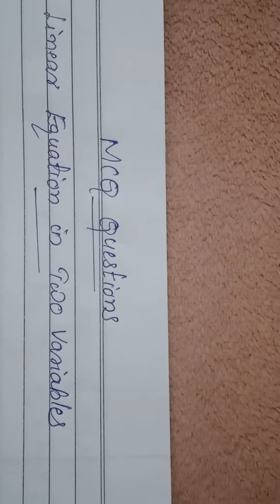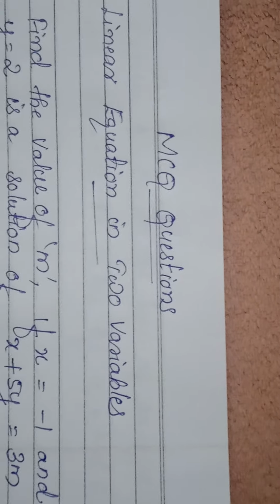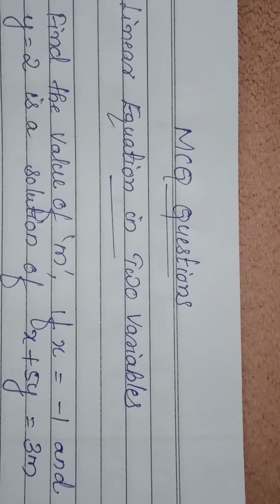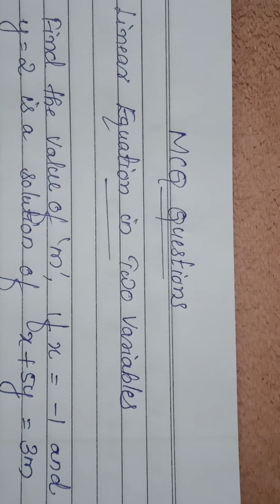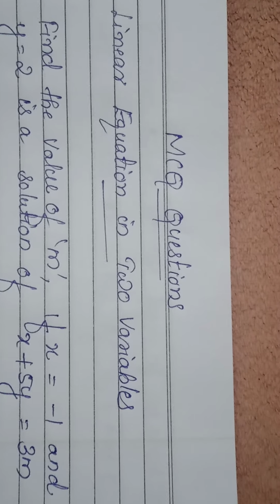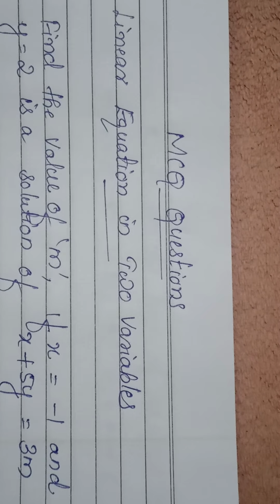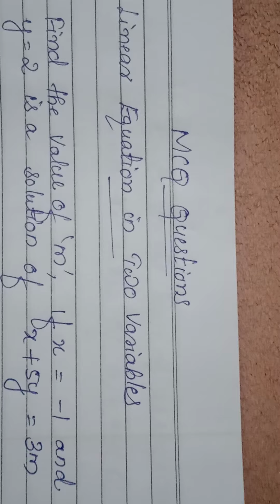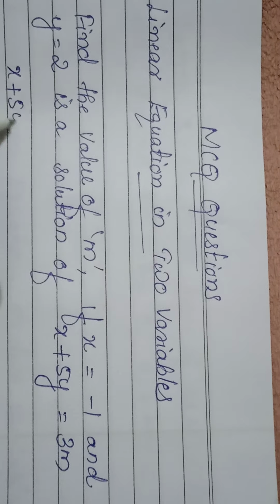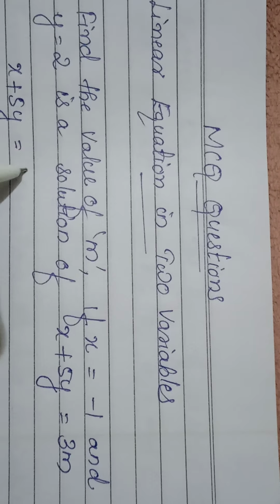Okay, the first one is: find the value of m if x is equal to -1 and y is equal to 2 is a solution of x plus 5y equals 3m. This is the question. The equation is already given over here, x plus 5y equals 3m.